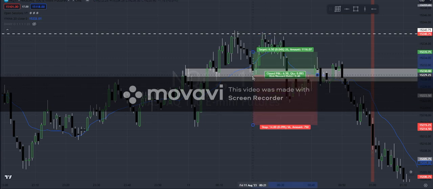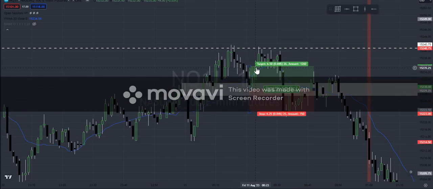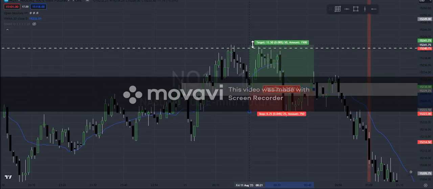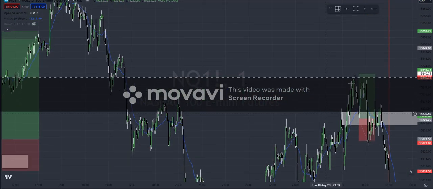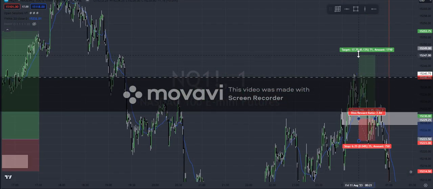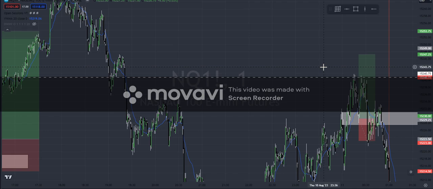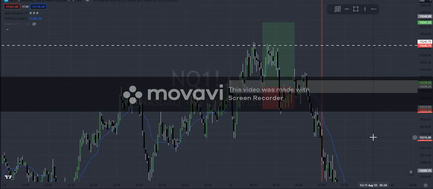So something like this, enter off that, stops below this wick right here, so 6-point loss. I mean, you could have won this trade. Target this high or these, but I don't know. I don't like it too much.